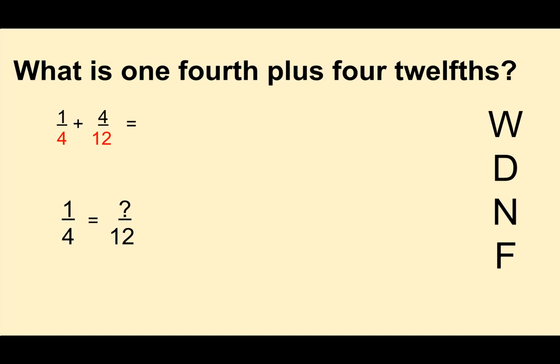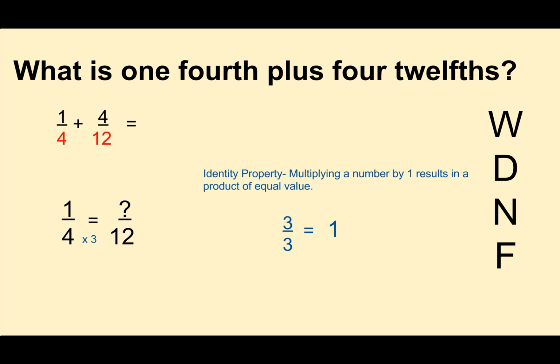We're going to see if we can take our 1/4 and turn it into the equivalent number of twelfths. When I look at the denominator, I know that 4 times 3 equals 12. How does that help me? Well, I know the identity property. The identity property says that multiplying a number by 1 results in a product of equal value.